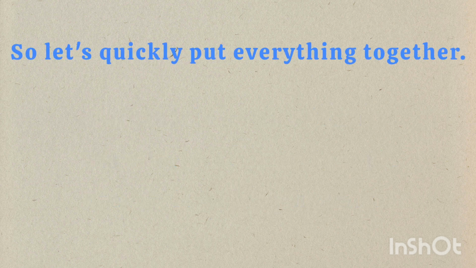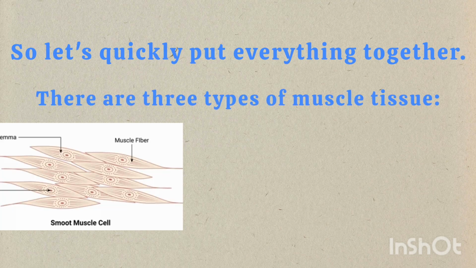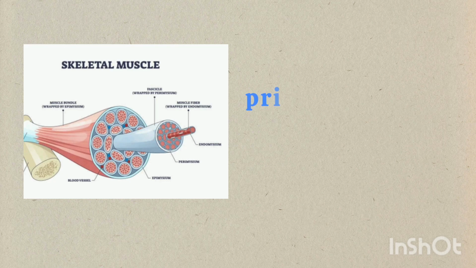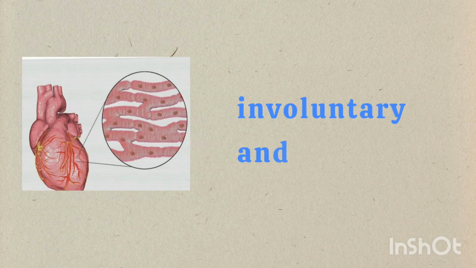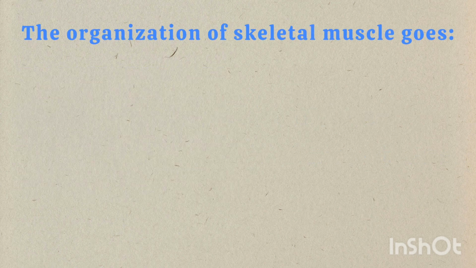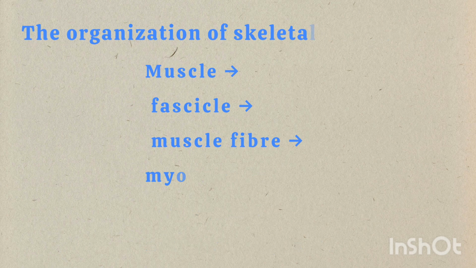So let's quickly put everything together. There are three types of muscle tissue: smooth, cardiac, and skeletal. Skeletal muscle is primarily voluntary and striated. Cardiac muscle is involuntary and striated. Smooth is involuntary and non-striated. The organization of skeletal muscle goes as muscle, fascicle, muscle fiber, myofibril, sarcomere, actin, and myosin.